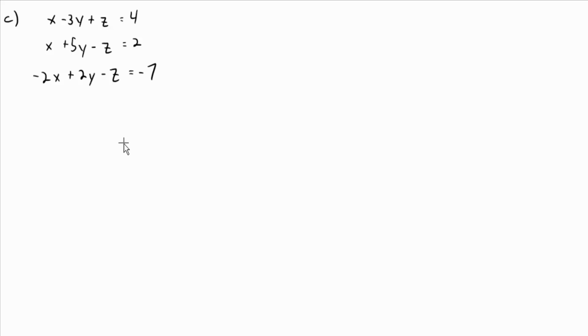Okay, part C, we have x minus 3y plus z equals 4, x plus 5y minus z equals 2, negative 2x plus 2y minus z equals negative 7. You guys tell me, which variable is easiest to eliminate here? Z. So I designed these problems so that you wouldn't pick x every time, right? And to see that you don't want to get stuck in that rut of picking the same variable to eliminate every time, because you'd make your life harder if you did that.